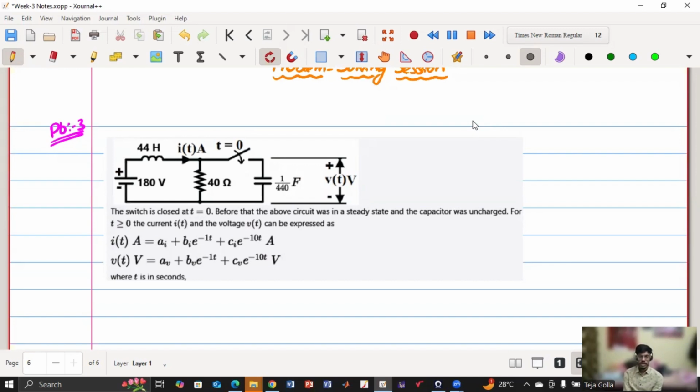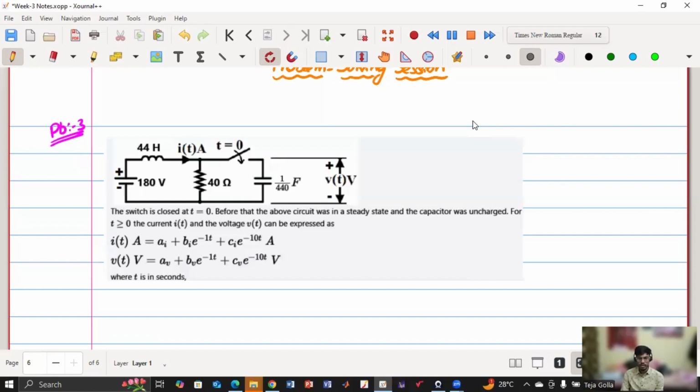So initially, the voltage source, inductor, and resistor are in series, and they have reached steady state, and the capacitor is initially uncharged. So the capacitor voltage is 0. So what will be the I of 0 minus before the switch was closed? What will be the current that is flowing through the inductor? Anyone?